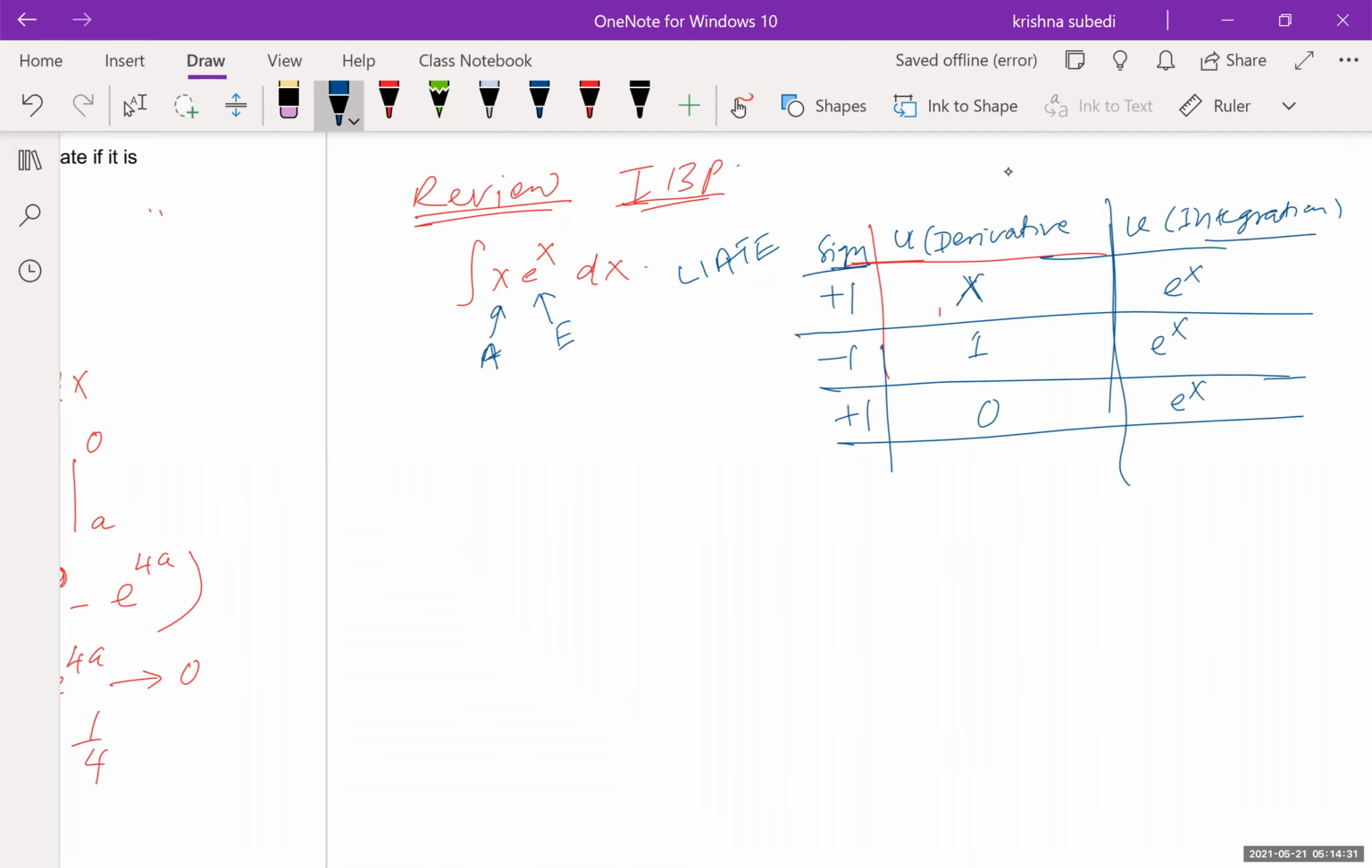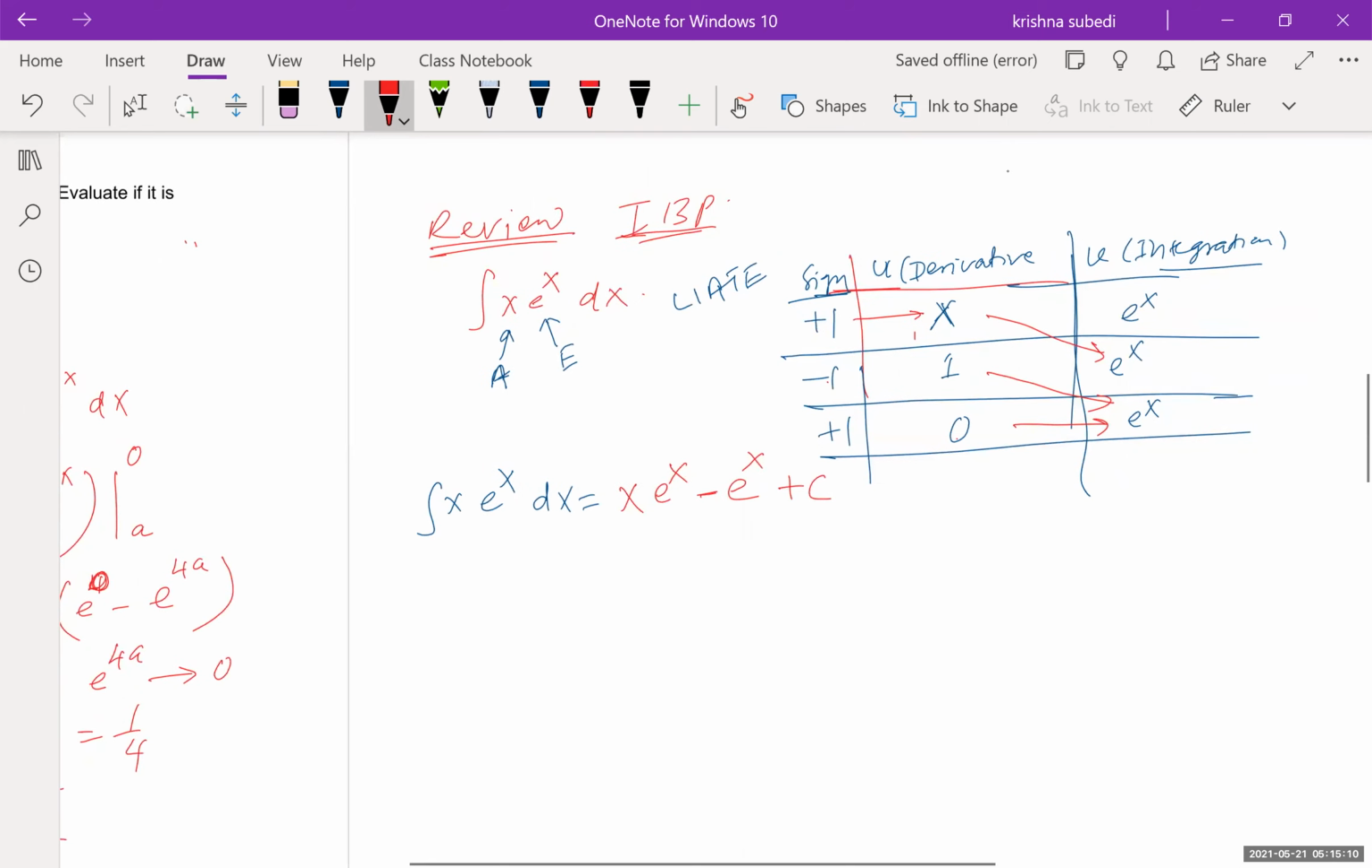So your integration, x e to the x dx, is basically going to be this one and this one. So basically we got positive 1 times x, which is x e to the x, and then negative 1 times 1 is negative 1 times e to the x, which is e to the x, plus 0 times anything is 0, so I don't have to write that. So plus c. We know this integration. Okay, any questions? It's just a quick review.